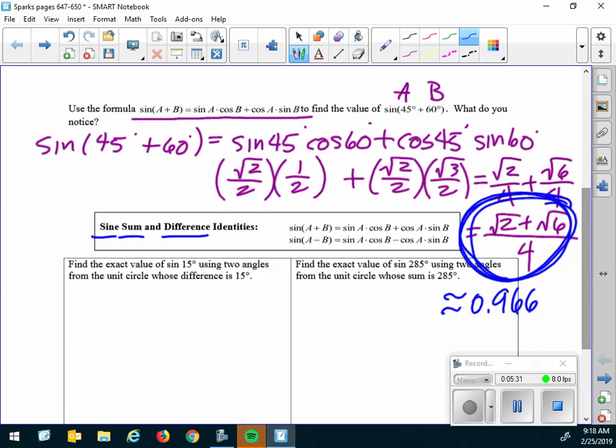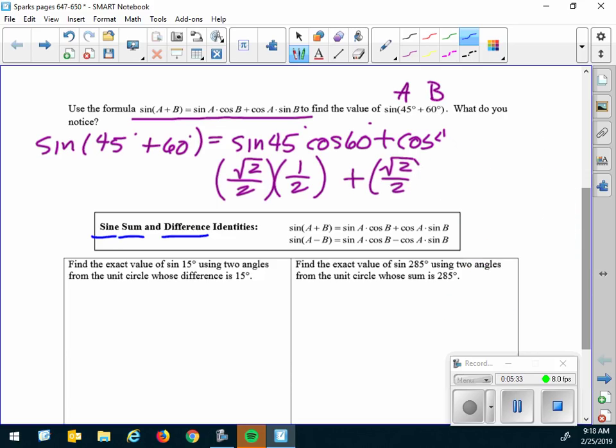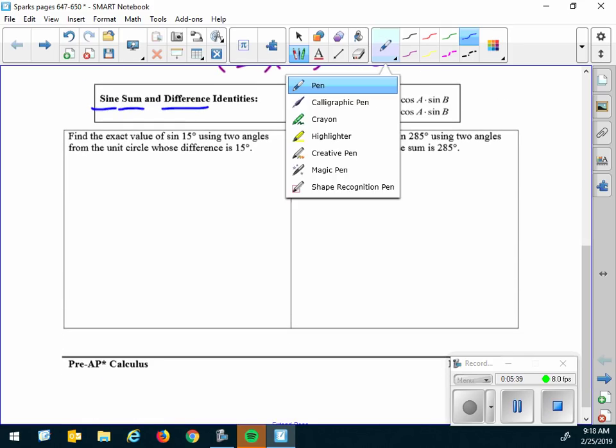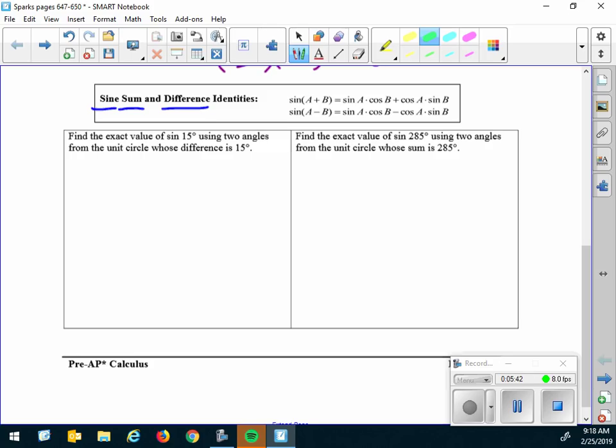Now let's take a look at these that are in the box. The sine of a plus b and the sine of a minus b. Now you have to learn those. You will not have a note card. Let's just practice with them. Let's see what we can do.